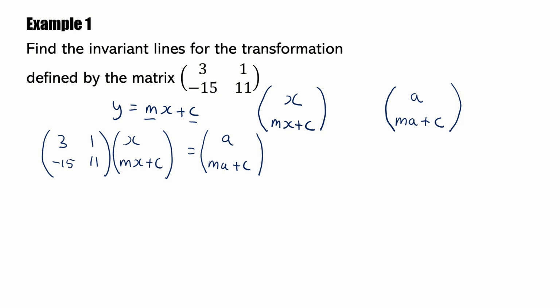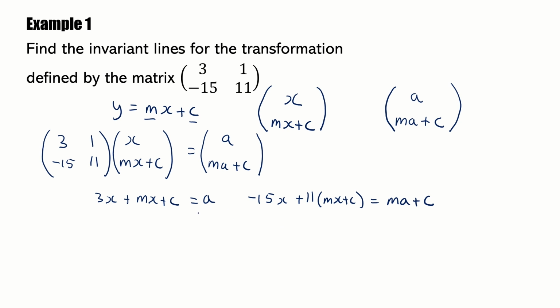All we've got to do now is multiply these things out to create some simultaneous equations. We end up with 3x plus one lot of mx plus c, so I'm just going to write mx plus c straight away, and that's got to equal a. And similarly, we also know that minus 15 times x plus 11 lots of mx plus c has got to equal ma plus c. And these are going to be some simultaneous equations.